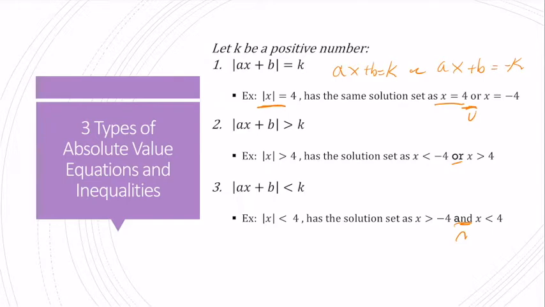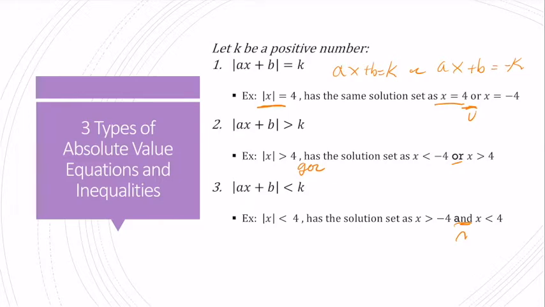If I have the absolute value of x is greater than 4, this is going to have the solution set x is less than negative 4 or x is greater than 4. So what does this mean? This means I have greater than, and we're going to use or. We're going to remember the term GOR: greater than or.